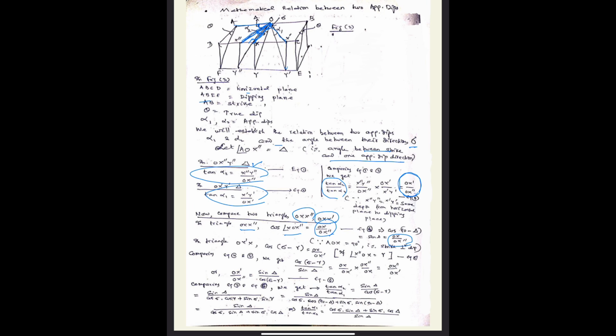Now in the triangle containing alpha 1, the apparent dip, we find out the cos of this angle. We have already found out the cos of the other angle; now we will see the cos of this angle. This angle is the angle between the two apparent directions. Let us say that is sigma. The angle between two apparent directions is sigma.